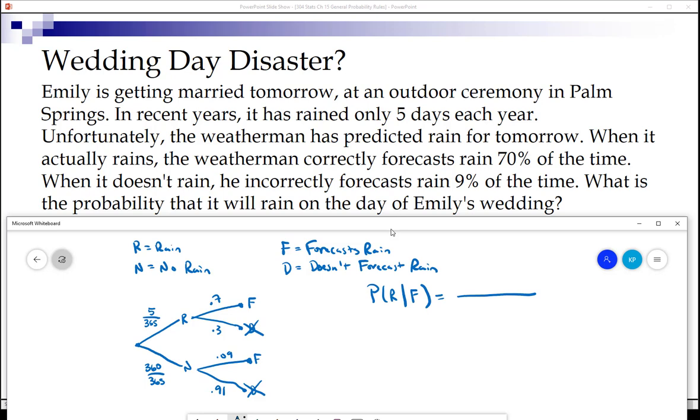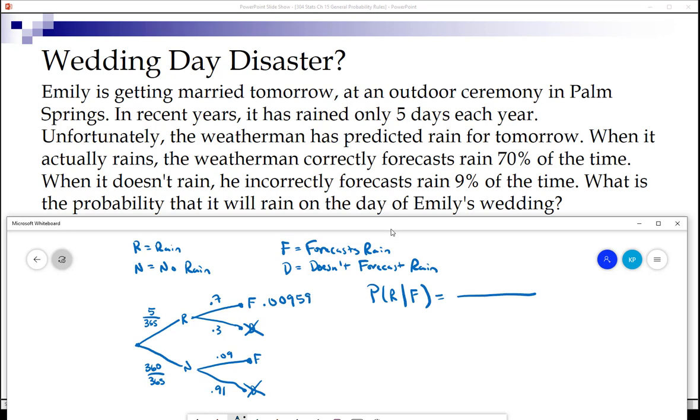What's the probability that it's going to rain and he's going to forecast rain? The probability of that is going to be 5 over 365 times 0.7, or in other words, this is going to be 0.00958, I guess, or 59 if we go a few more decimal places.